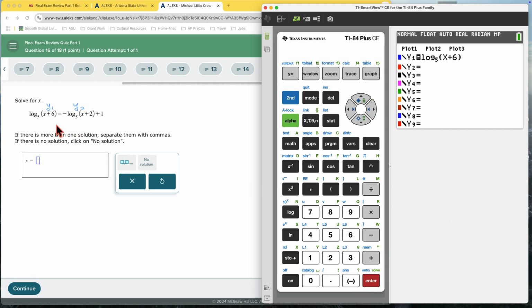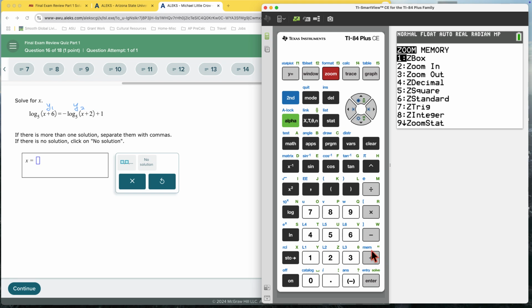And then in y2, we're going to put the whole other side. So that's going to be minus log base 5 of x plus 2, then we close the parentheses and do a plus 1. So we just enter what we have. We're going to see these in the graph. We're going to graph it.